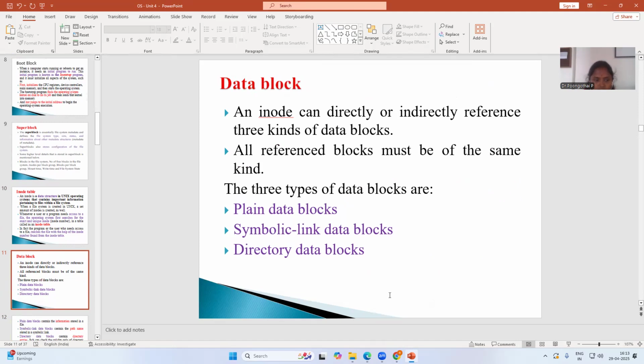The next one is the data block. An inode can directly or indirectly reference three kinds of data blocks. All referred blocks must be of the same kind. Totally, there are three types of data blocks: plain data blocks, symbolic linked data blocks, and directory data blocks. So these are some basic things of the Unix or Linux operating system.